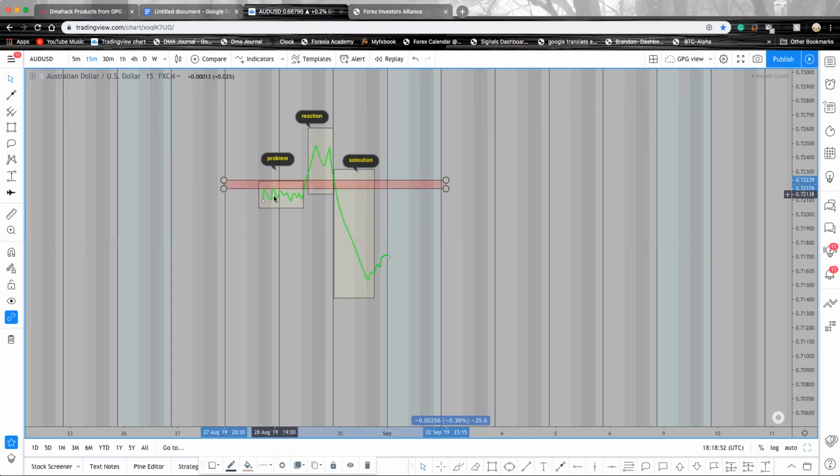The market creates a problem down here and then breaks out. This break and retest will create a reaction from retail traders to enter, and the solution for the dealer is hitting their stop loss.